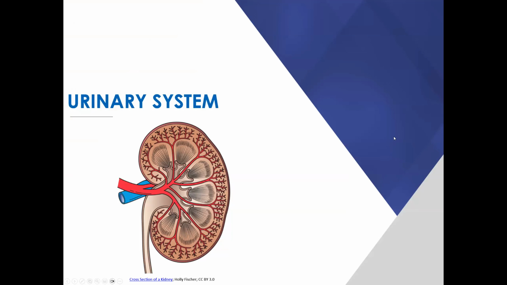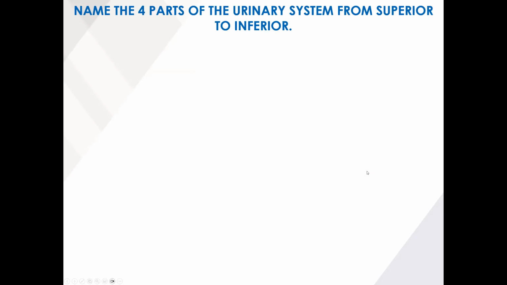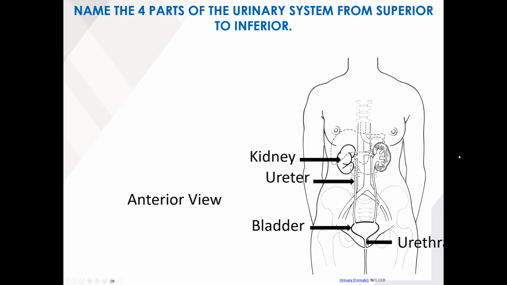All right, urinary system. What are the four parts of the urinary system from superior to inferior? So, what is the highest up thing in the urinary system? Two of them. Kidneys, perfect. Then kidneys are going to produce urine and send it through the ureters. And then we're going to get down to the bladder where we store that urine. And then bladder leaves the urinary system through the urethra.